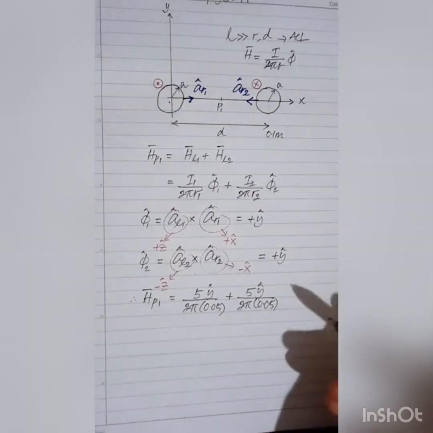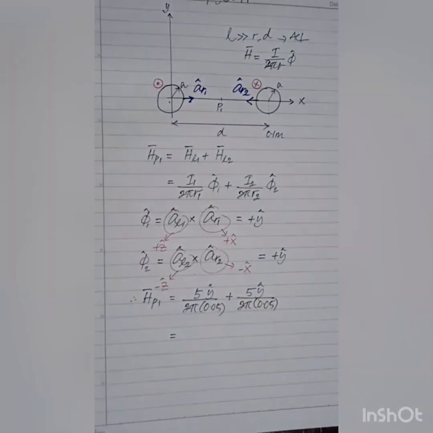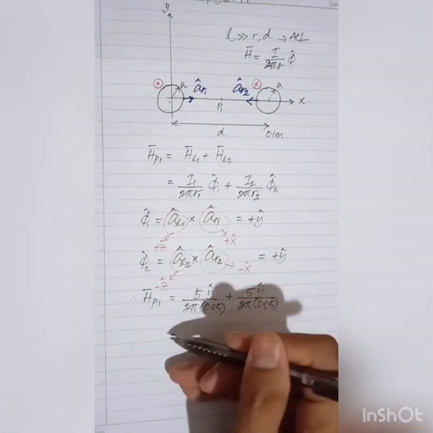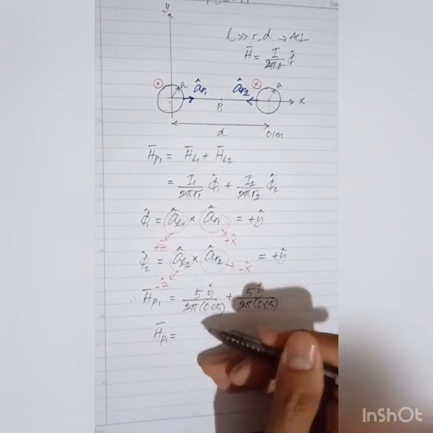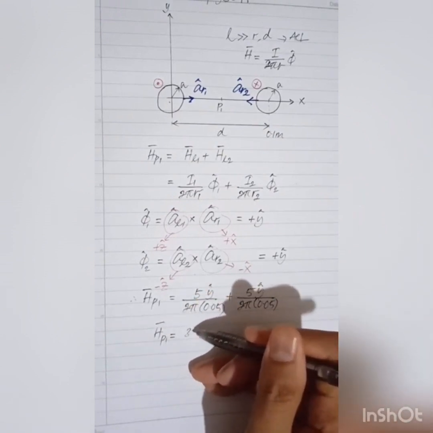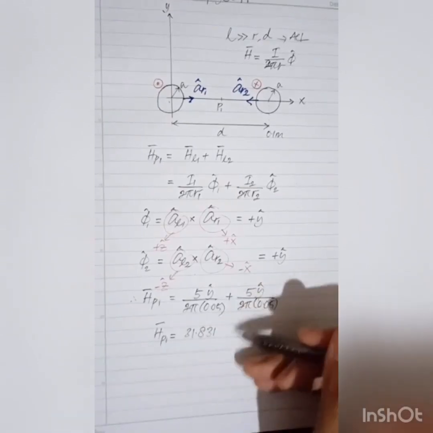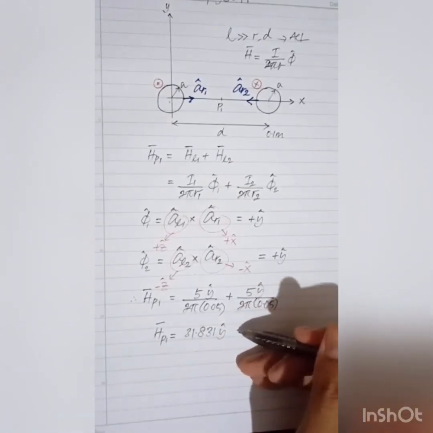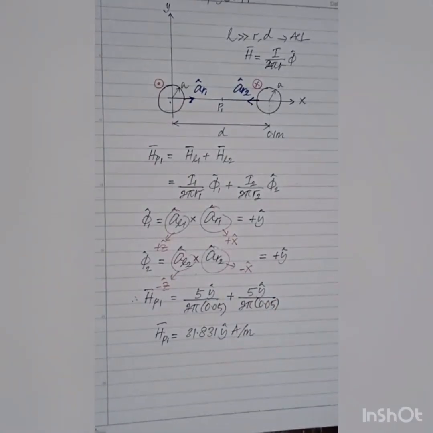If you proceed with the calculation, you can find the value of these equations. The total H that exists at the P1 position is equal to 31.831 in the y direction, amperes per meter. Alright.